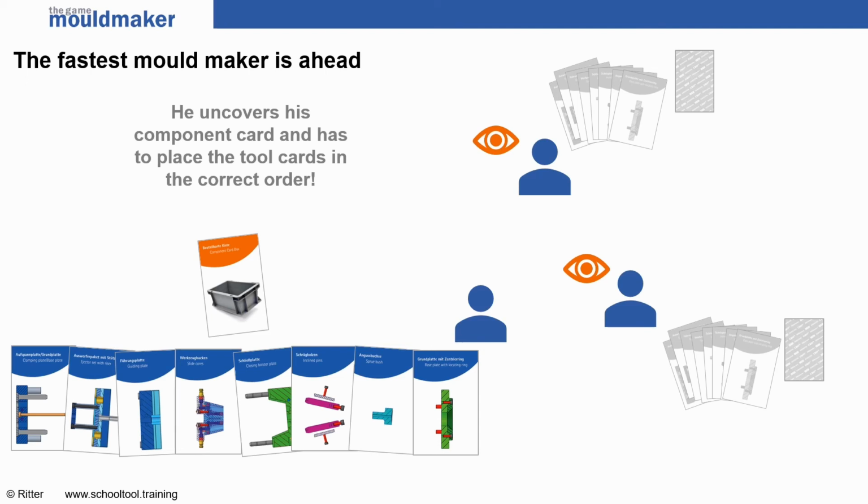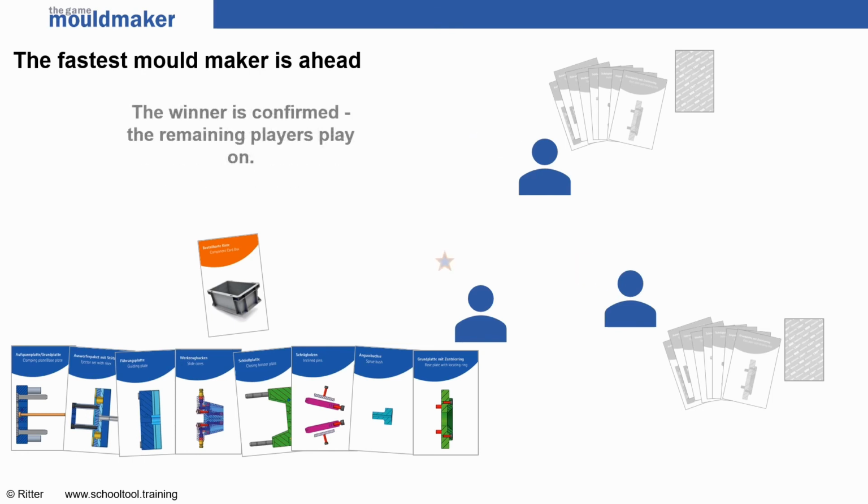And when his success is confirmed, then he or she is the winner, and the remaining players play on. It's up to you if you give points, if there is only the winner takes it all, or if the first one gets 3 points, the second one 2 points, the third one 1 point, something like this. It really depends on you.